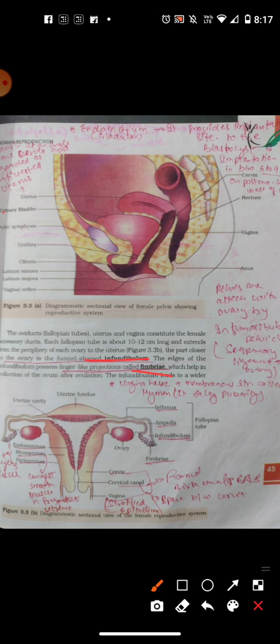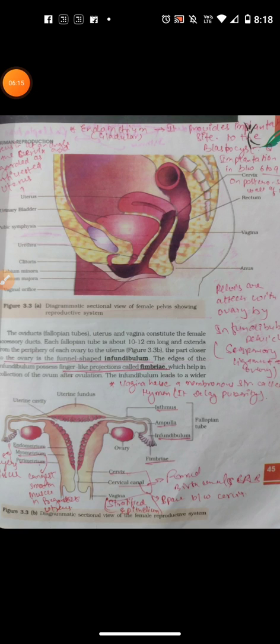The infundibulum leads to the wider part called the ampulla, and the terminal part of the oviduct is called the isthmus, which is narrow and joins the uterus. The wall of the fallopian tube is composed of three layers: mucosa, muscularis, and serosa.